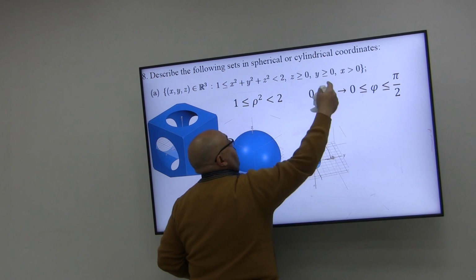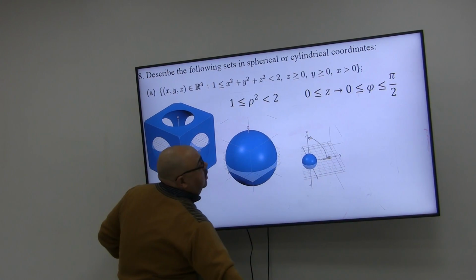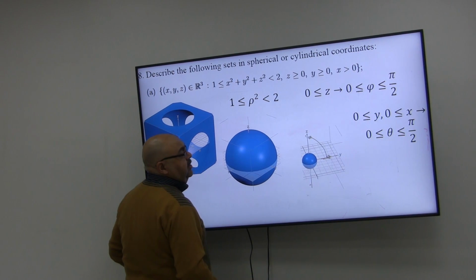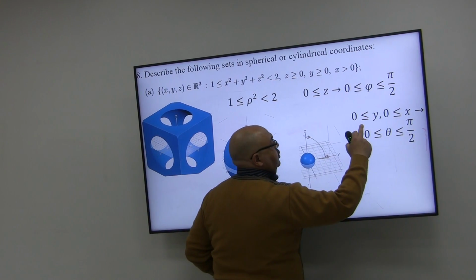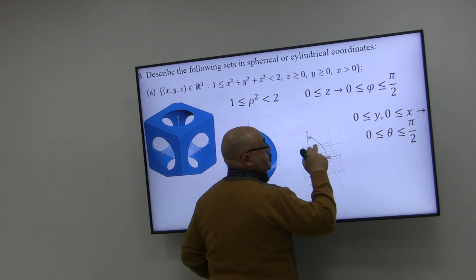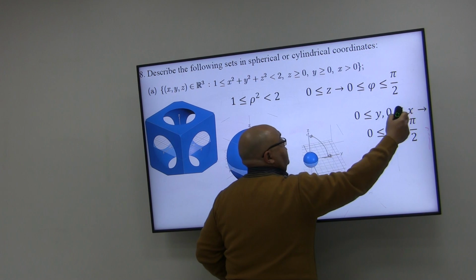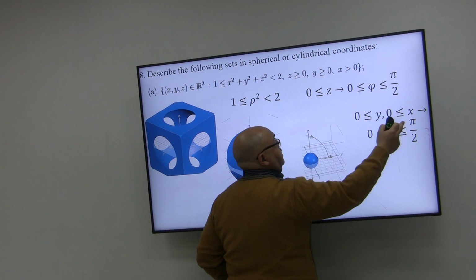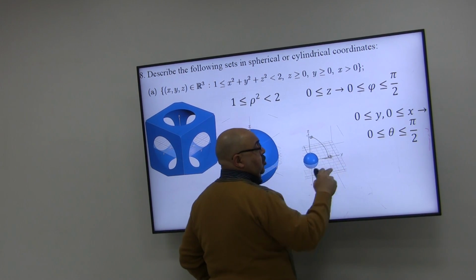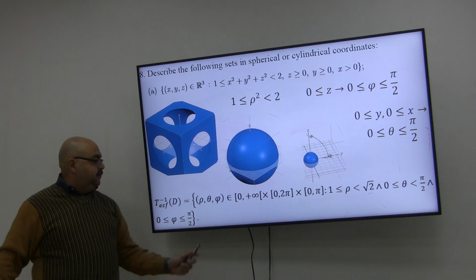Okay, so that's the value of phi which controls this issue. I will now need to deal with y greater than or equal to 0 and x greater than 0. So y greater than or equal to 0 leads to theta running from 0 up to pi. And in order to satisfy that x is greater than 0, so I'm talking about this part only, theta runs from 0 up to pi over 2.